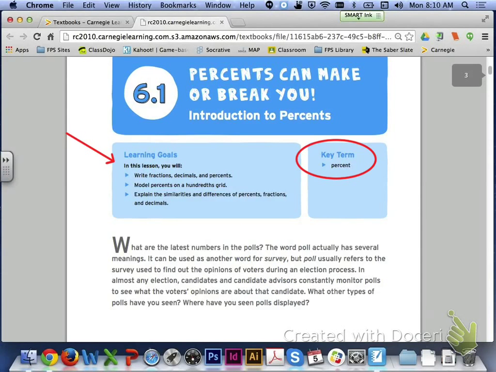If we take a look at Lesson 6.1, our introduction to percents today, our learning targets will be writing fractions, decimals, and percents. We will look at model percents on a hundredths grid, and finally explain the similarities and differences of percents, fractions, and decimals. One key term in 6.1 will be percent.